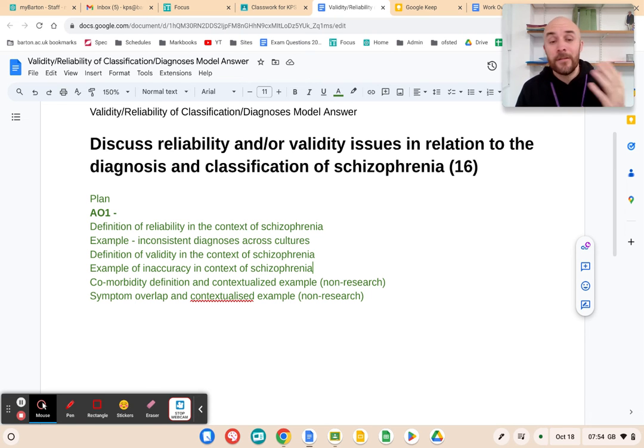You then want to define validity in the context of schizophrenia. So again, I'll show you an example of this, and then give an example. And then you want to bring in, now I've gone for comorbidity, a definition and a contextualized example, and symptom overlap. You can also add in here culture bias in the context of schizophrenia and gender bias in the context of schizophrenia as well. But I've chosen not to do that because I actually reached 8 ticks before then. What goes in your AO3 though is this.